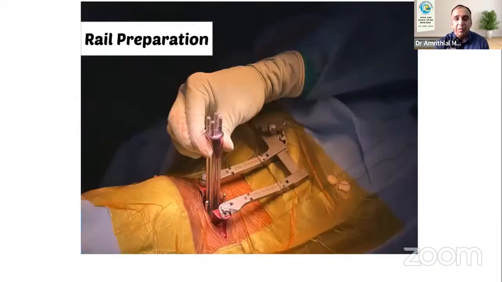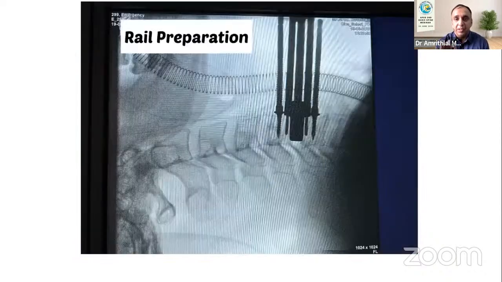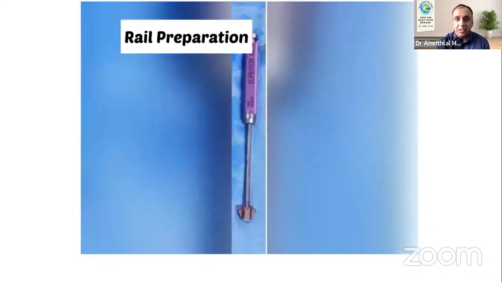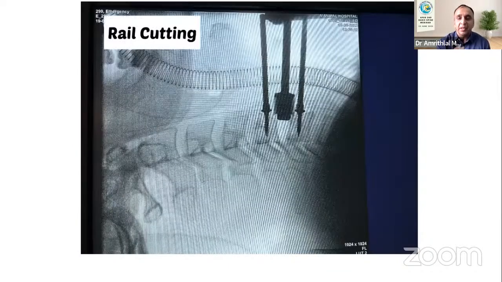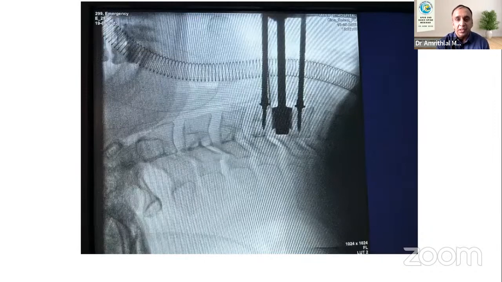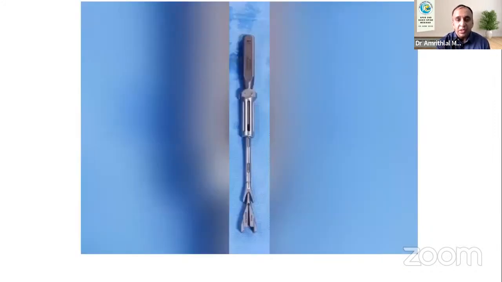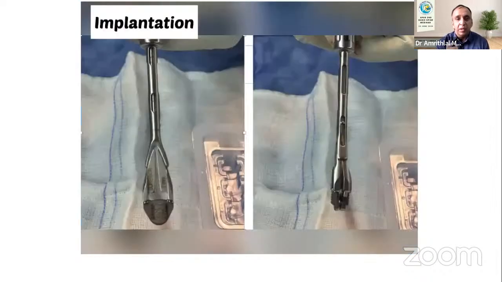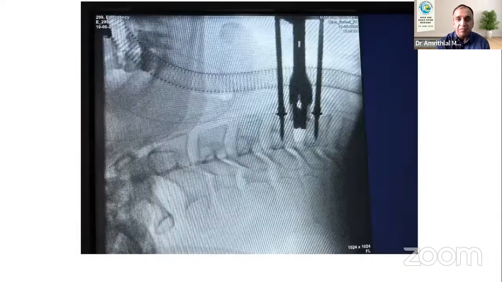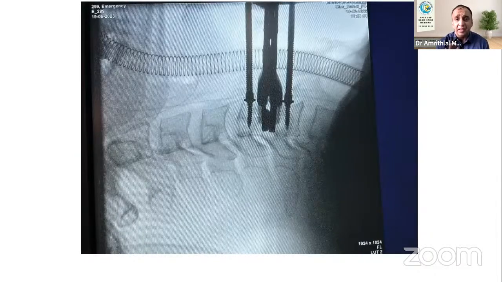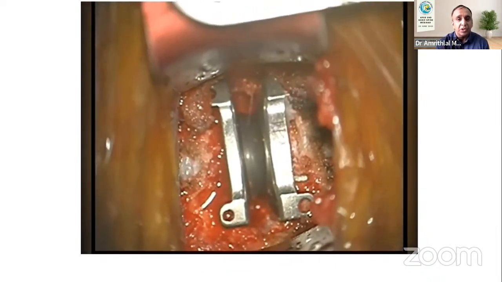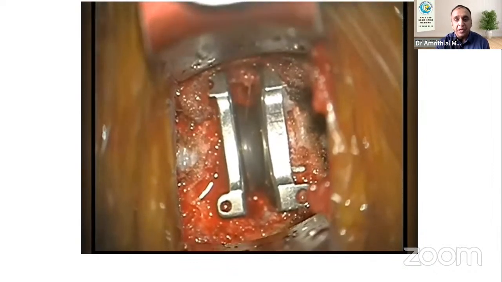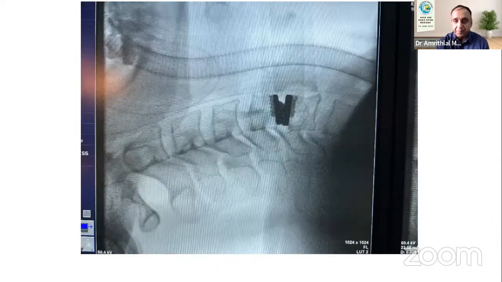You use the rail preparation device and pass in the pins, that is the rail preparation. Following that, you do the rail cutting so that the cut is made in the superior and inferior end plates. Following which, you take the device, use the device holder, and safely implant the device in the disc space, making sure that anteriorly the device is flush with the anterior cortex of the bone, and posteriorly make sure that it is not going into the spinal canal.